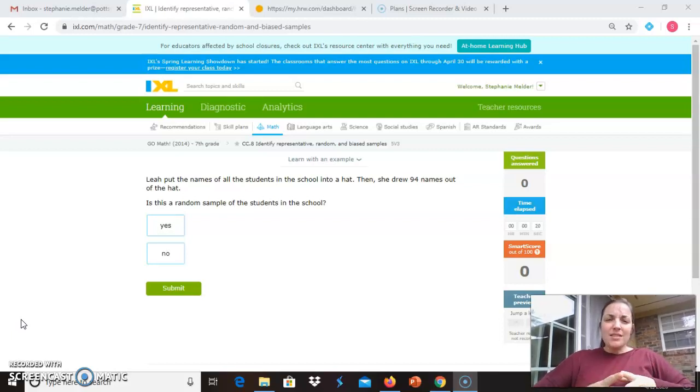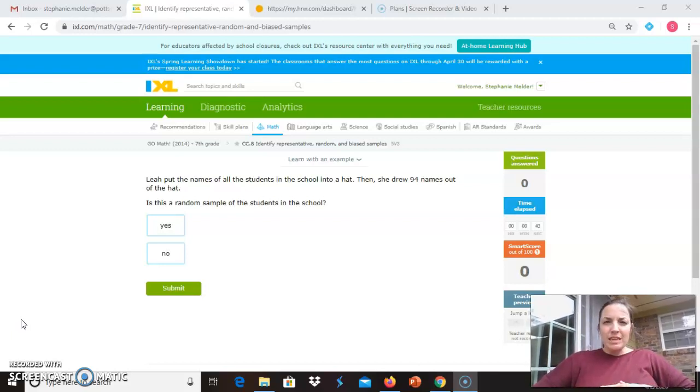So today begins week 2, day 1 lesson, and we're going to continue working with populations and samples. More specifically, we want to continue working with the two types of samples we worked with last week, random and biased sampling. Today our assignment is going to be on IXL.